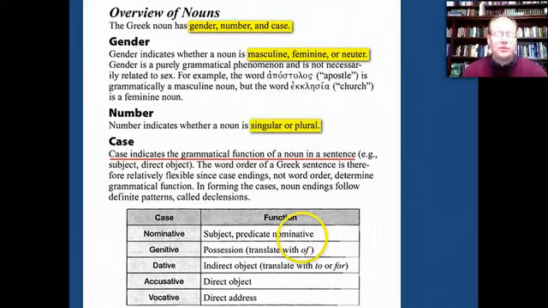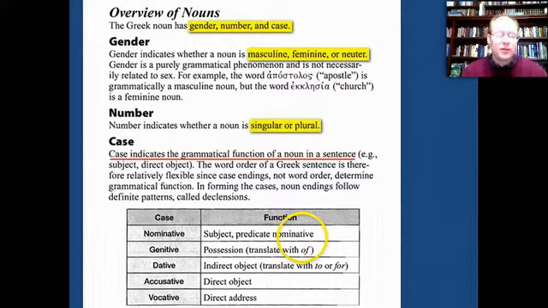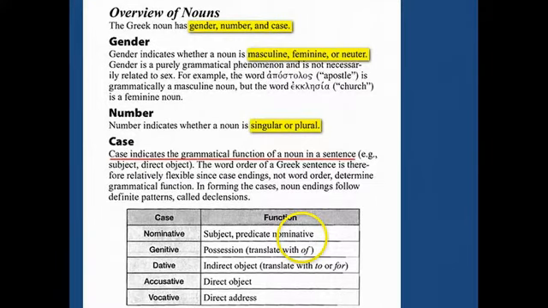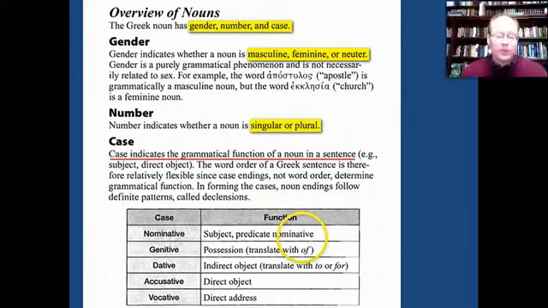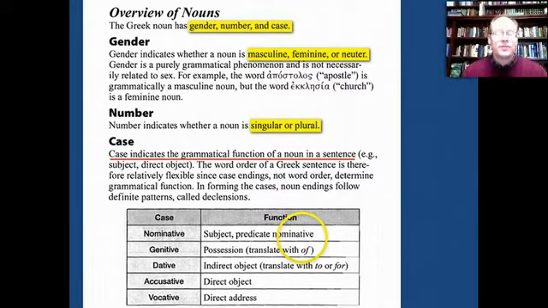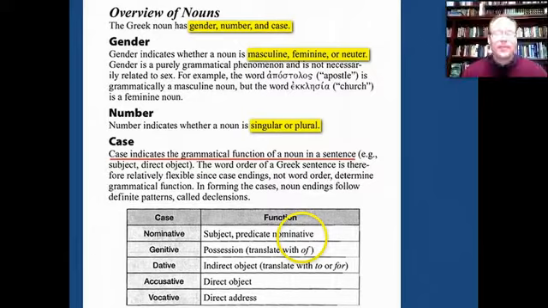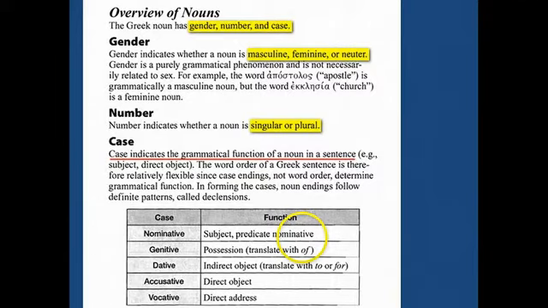Genitive, we use the genitive case often with possession, though there are many other uses of the genitive as well. The dative is used to indicate the indirect object, and it's translated with the word to or for. There is no word to or for in the dative case itself. It's just how we translate it in English. The accusative is used to indicate the direct object of the verb, and the vocative is direct address.